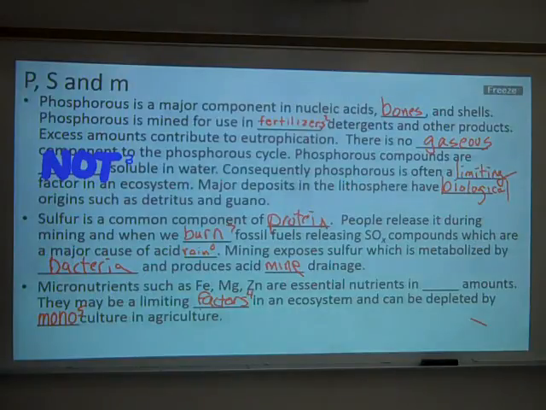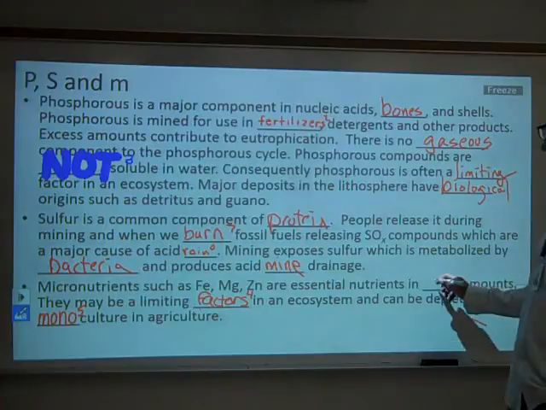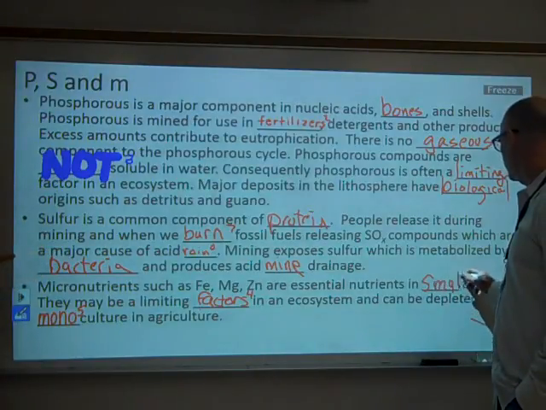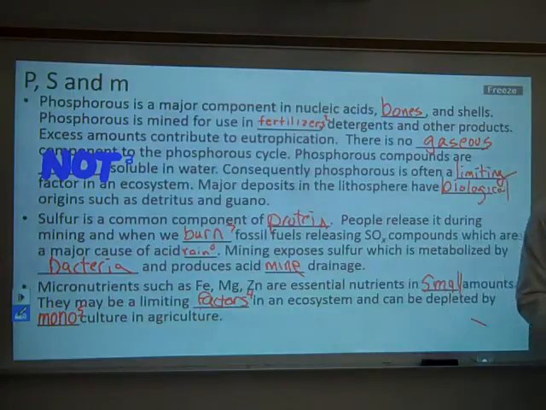All right, questions about sulfur? No? All right, so finally, micronutrients. Iron, magnesium, and zinc are essential nutrients, and this is the one you needed to put small for. Who put small before for limiting? What group was that? That's where you should put it. Micro means you don't need much, so it's necessary in small amounts.